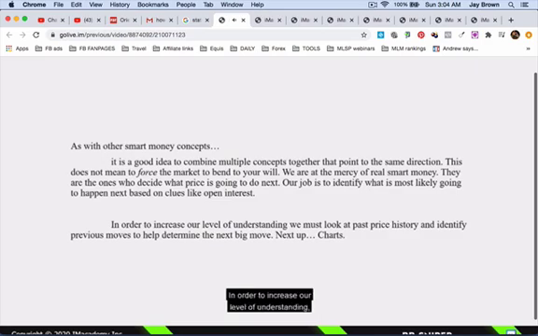In order to increase our level of understanding, we must look at past price history and identify previous moves to help determine the next big move. And next up, charts.